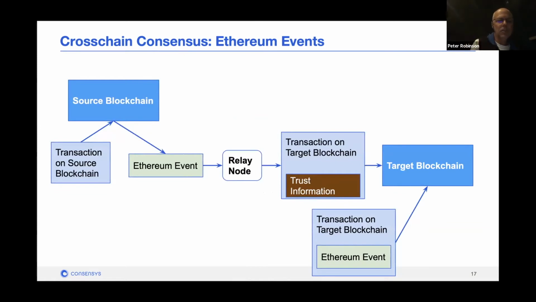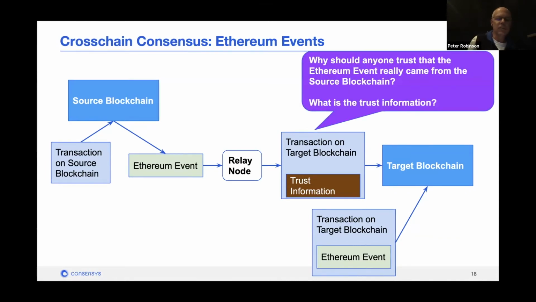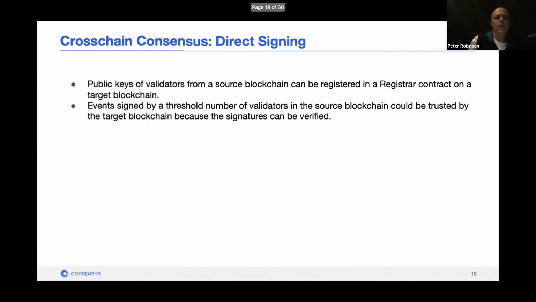And so you can imagine a system where the transaction that's submitted to the source blockchain causes an event to be emitted. And then somehow or other, using some sort of relay node, you have a transaction on the target blockchain. You give it this trust information, and you submit a transaction, and that gets that trust to the target blockchain. And then maybe you can use the Ethereum event combined with that trust information to prove to the target blockchain that something's happened. And so the thing, of course, is how do you trust this trust information?